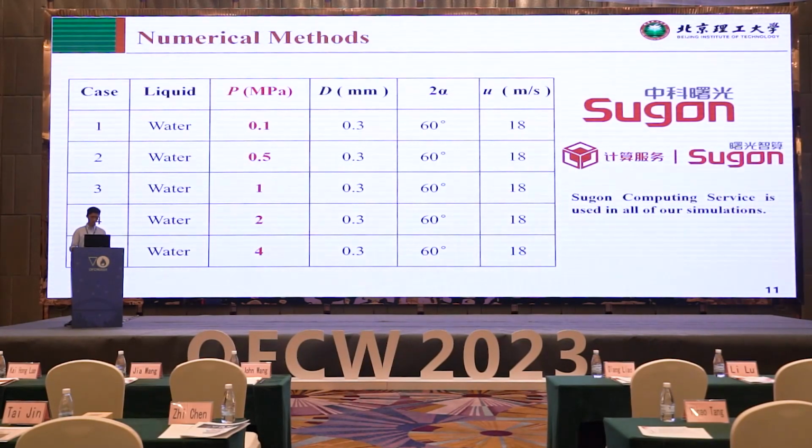By using the numerical model, we can split it into 5 different cases, each having the same liquid, diameter, acute angle of jets, and velocity, whereas the back pressure is modified from 0.1, 0.5, 1, 2, and 4 megapascal. Sugon computing service is used in all of our simulations.